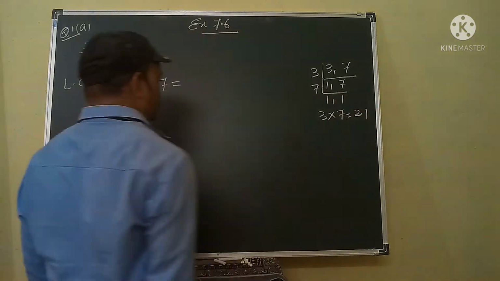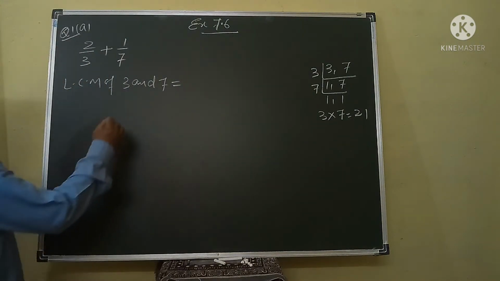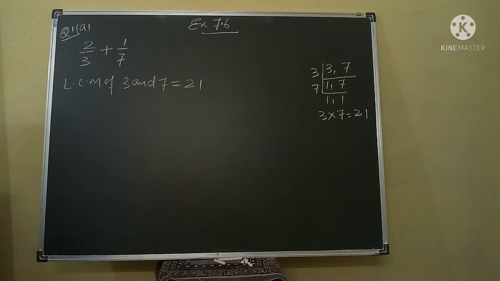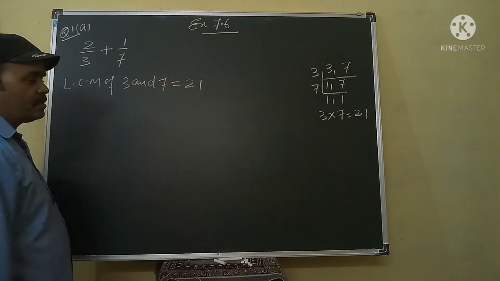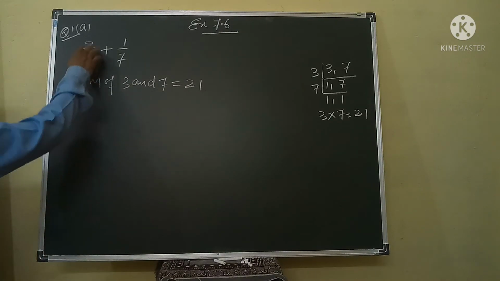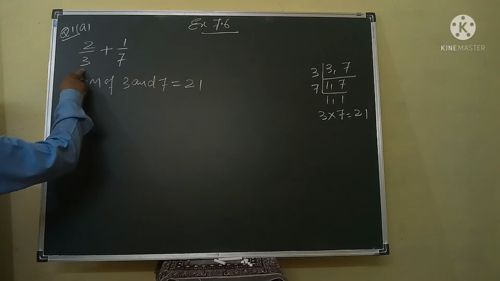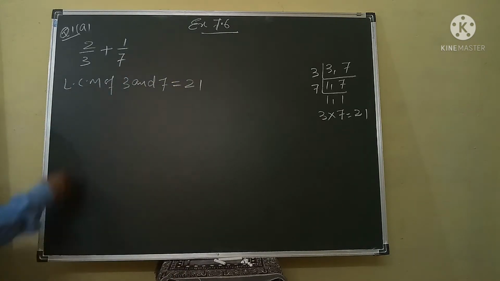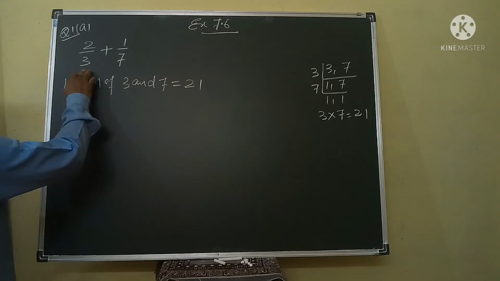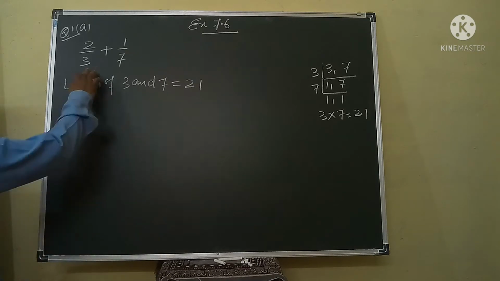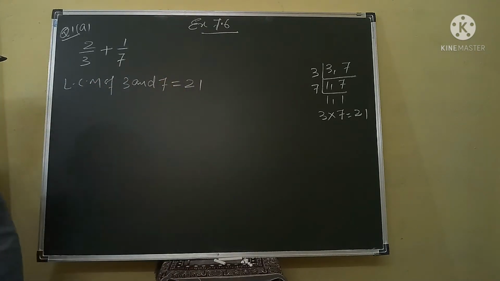3 into 7 is equal to 21. So LCM of 3 and 7 is 21. Okay. Then after, what will we do? In the first fraction, the denominator is 3 and the LCM is 21. So what will we do? Denominator 3 is converted to 21.